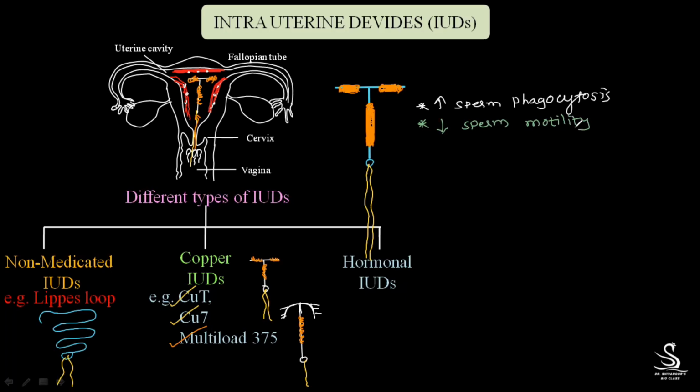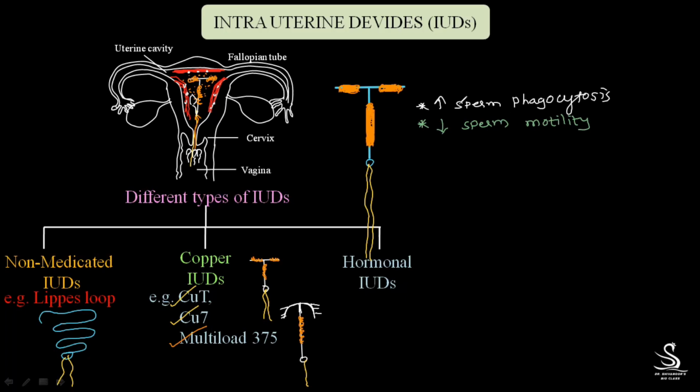First of all, they help in decreasing the sperm motility. And the question is, how do they decrease the sperm motility? Whatever these Copper Ts are, students, the copper wire is over here. This copper wire will keep on releasing copper ions. And whenever these copper ions come in contact with the sperms, the sperm forward motility decreases. And of course, the more phagocytic cells there are, the more they increase the phagocytosis of those sperms.